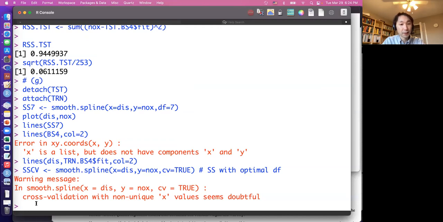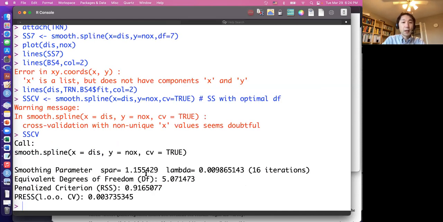Sorry, I'm not exactly sure about the reason, but maybe it is because the original distance data has some ties that may make some trouble. But for now we ignore it and see the result, SSCV. You can see that the degrees of freedom 5 is optimal. So actually the 4 components, I mean, DF 7 is maybe too much. So an even simpler curve is better.